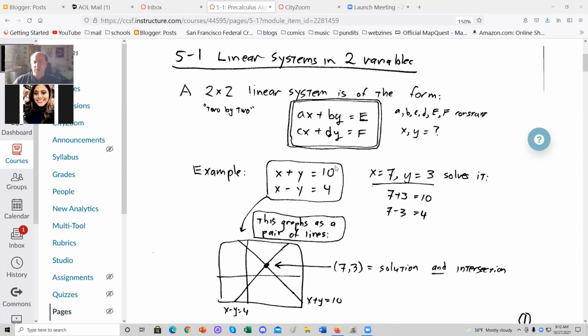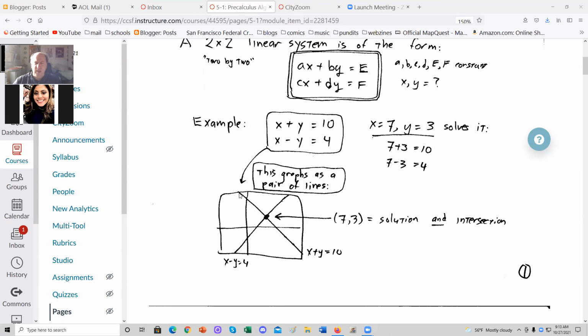Here's an example: x plus y equals 10 and x minus y equals 4. Here a, b, and c are 1, d is -1, e and f are 10 and 4. So what two numbers add to 10 and differ by 4? Well, it turns out that 7 and 3 solve it. 7 plus 3 is 10, 7 minus 3 is 4. So (7, 3) solves the system. Now, you can graph x plus y equals 10 as this line going downwards diagonally, and this line here is going upwards diagonally. And so they meet in one and only one point, and its coordinates are (7, 3). So (7, 3) is a solution of the system and the intersection of the line graphs.